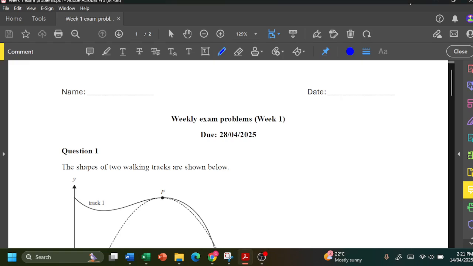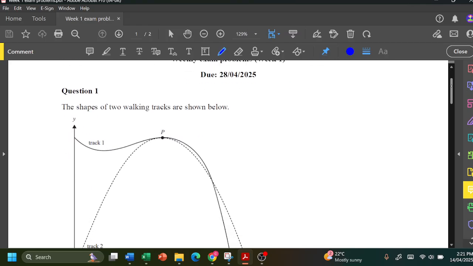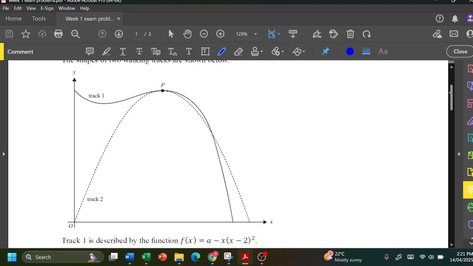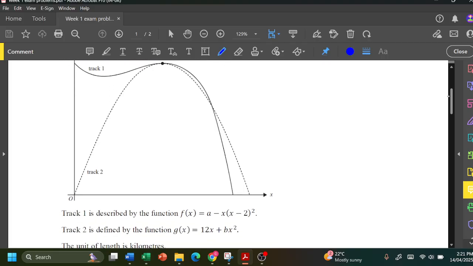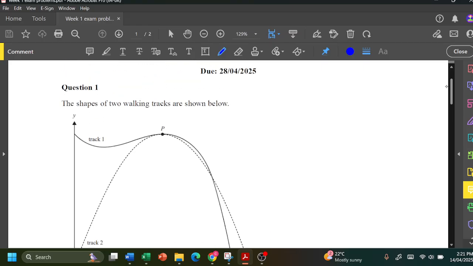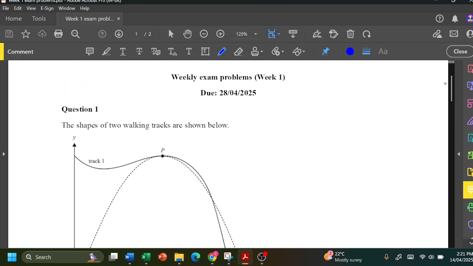Today I'm going to be taking you through the weekly exam problems for the start of the term. So this is the first week back after the term one holidays. What we're going to be looking at today is one exam problem from the 2023 exam. I believe this was the tech-free exam, so try and do this without technology if you can.